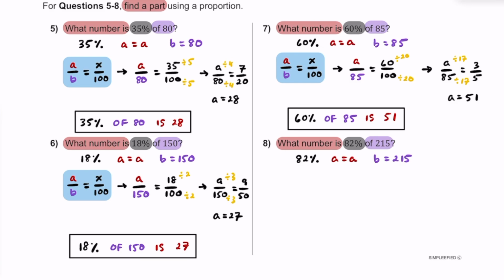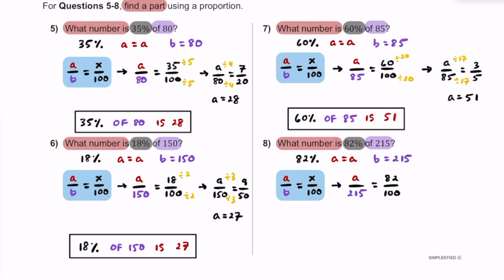Okay, so let's go ahead and fill in our formula. And so substituting in here, we can just say the ratio of A to this 215, that's going to be equal to this 82%, which is just as a ratio 82 per 100.